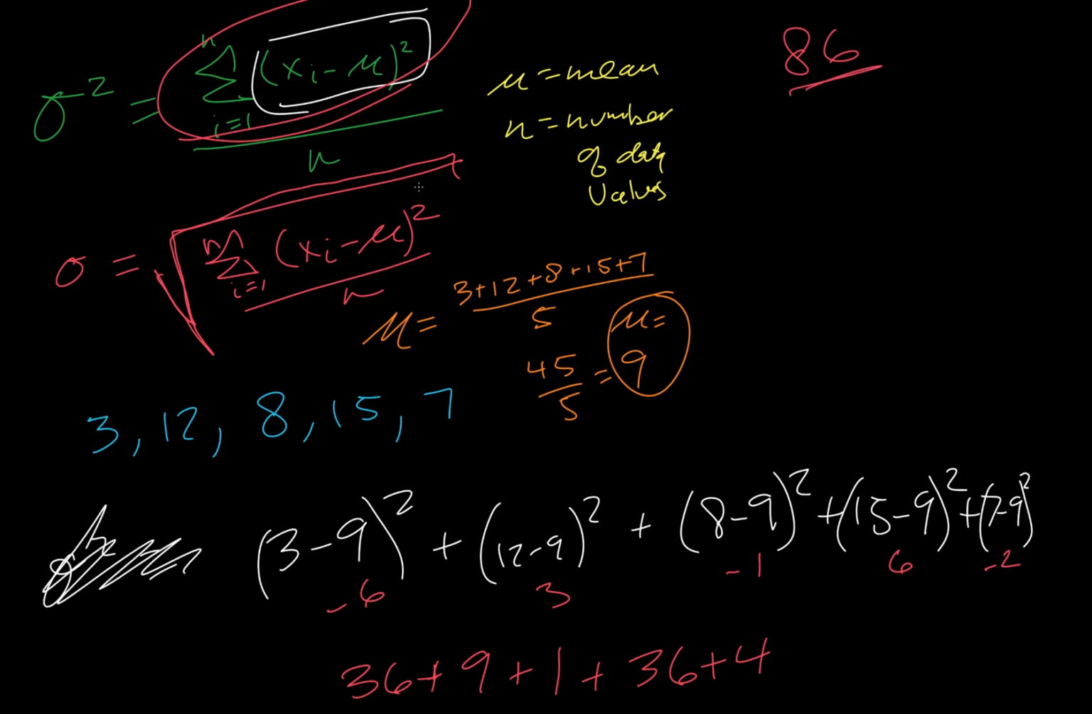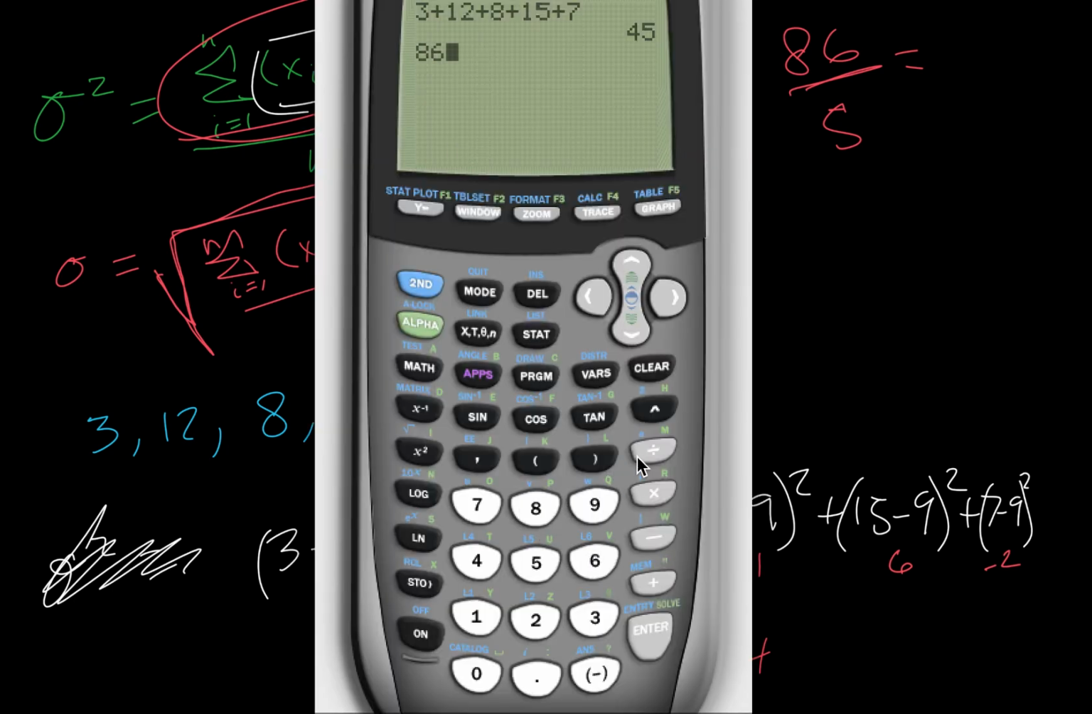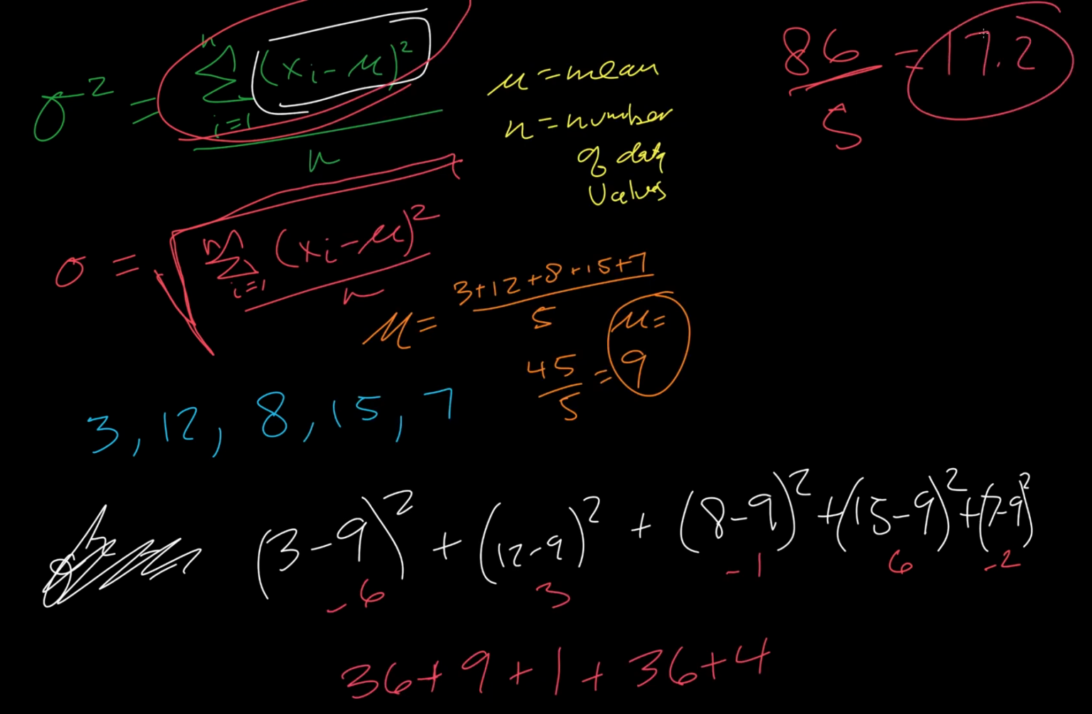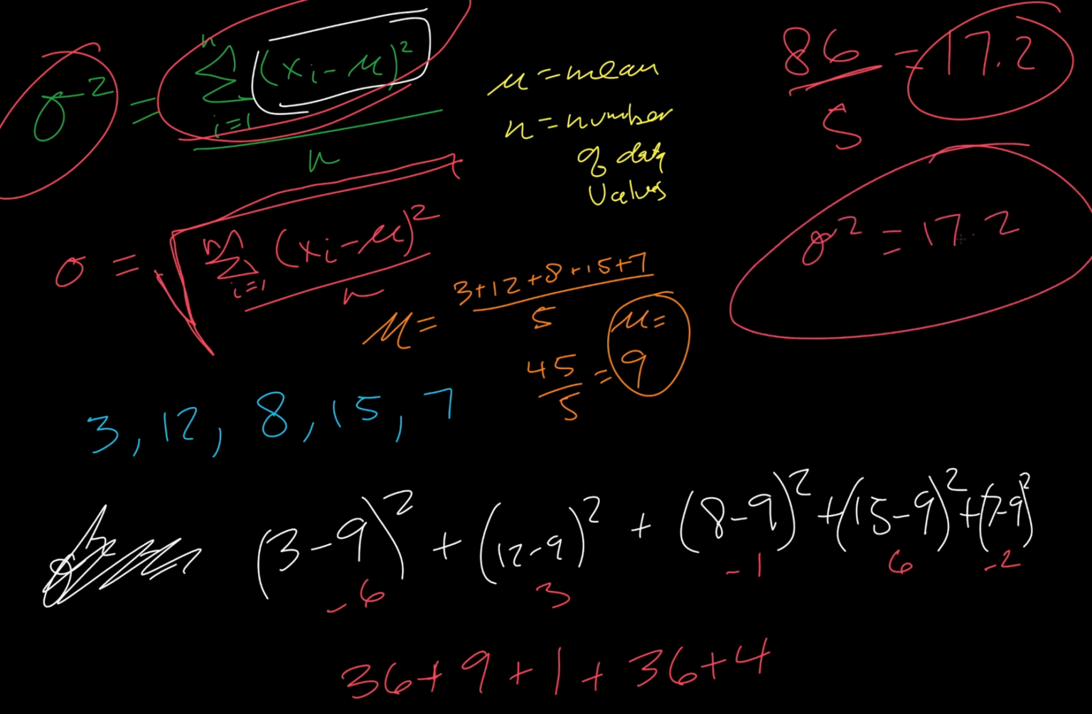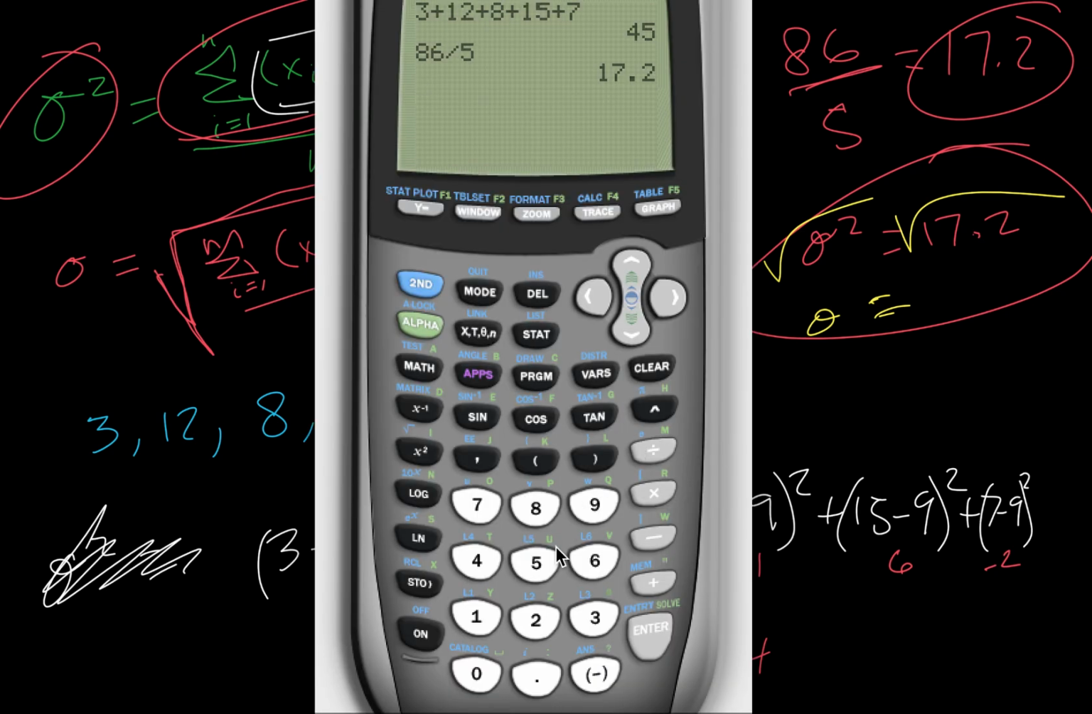And then we have to divide by the number of data points, which was 1, 2, 3, 4, 5. So if we go to our calculator and we do 86 divided by 5, we get 17.2. And so that is our variance. So sigma squared is 17.2. Okay? Now, the only difference with our variance and our standard deviation is we just need to take this and square root both sides. So if we just want to find our standard deviation, we just take 17.2 and take the square root of it.